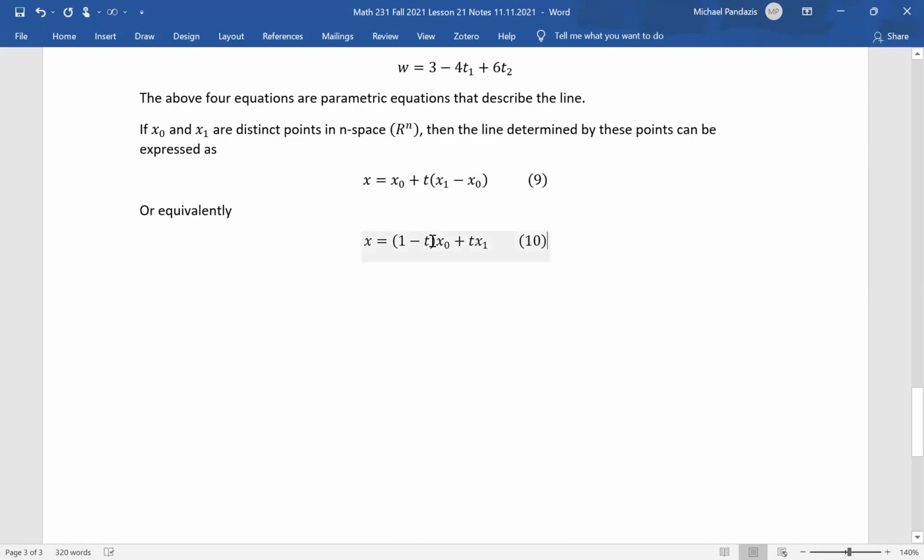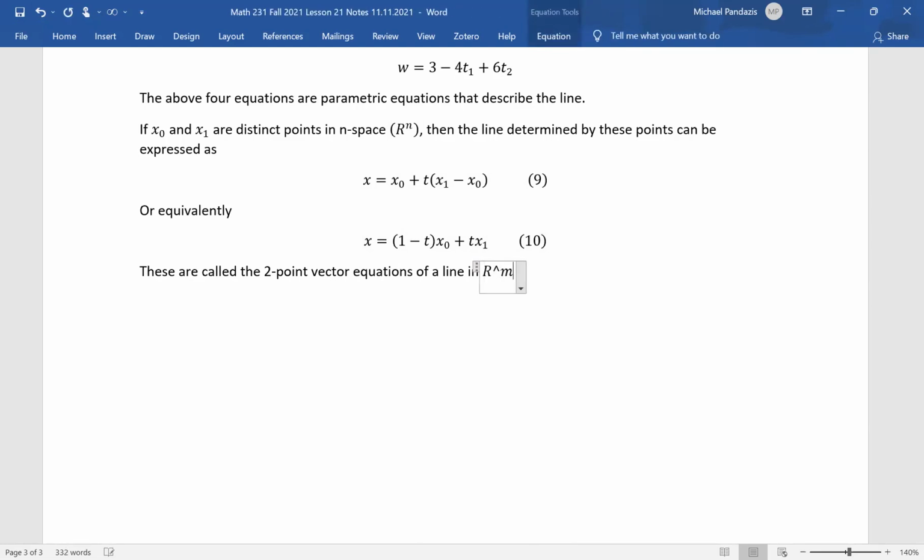Okay, so these are called the 2-point vector equations of a line in n space. I'm going to write Rn there. Okay, so the meaning of that is you want to express the only line that can go through two distinct points.